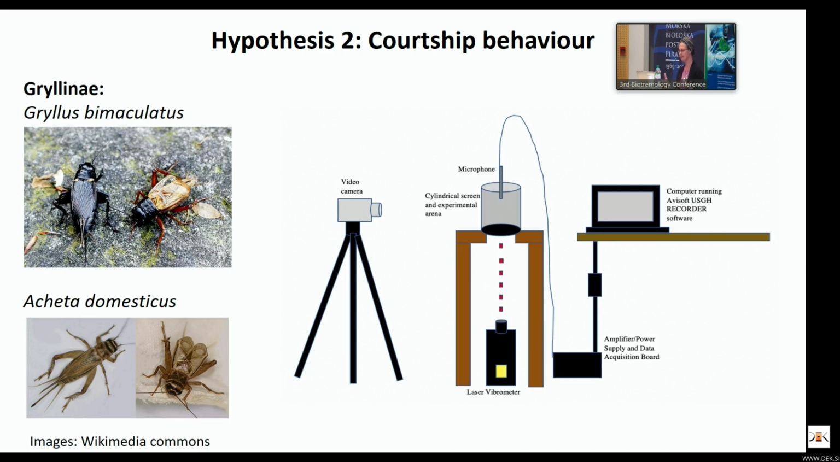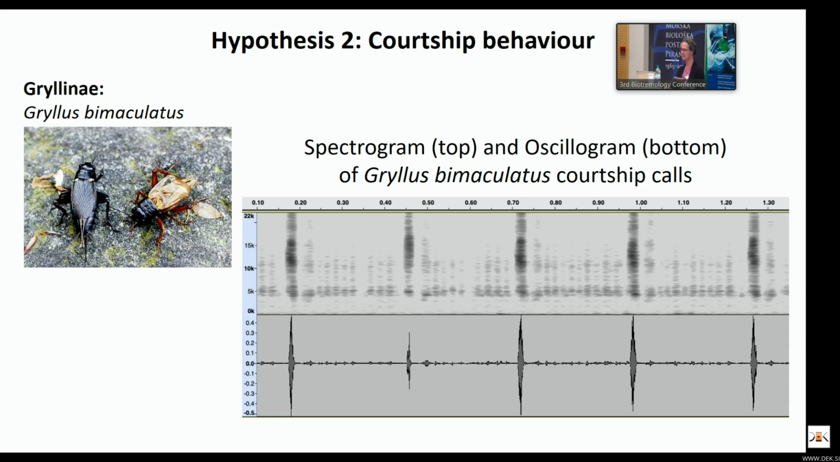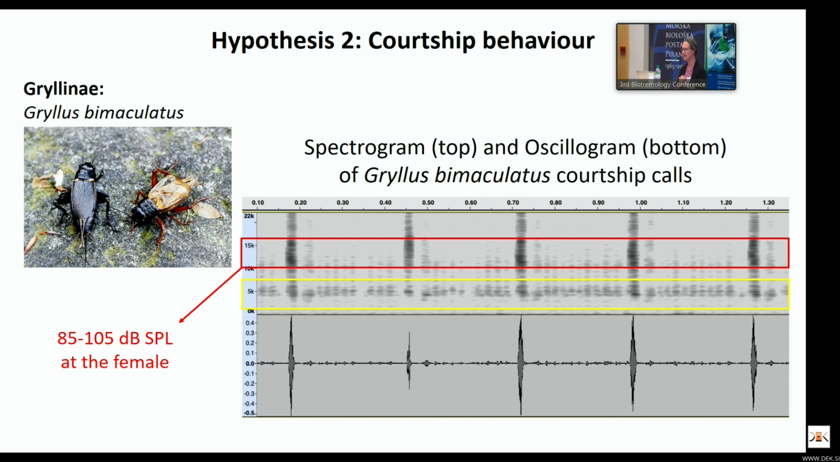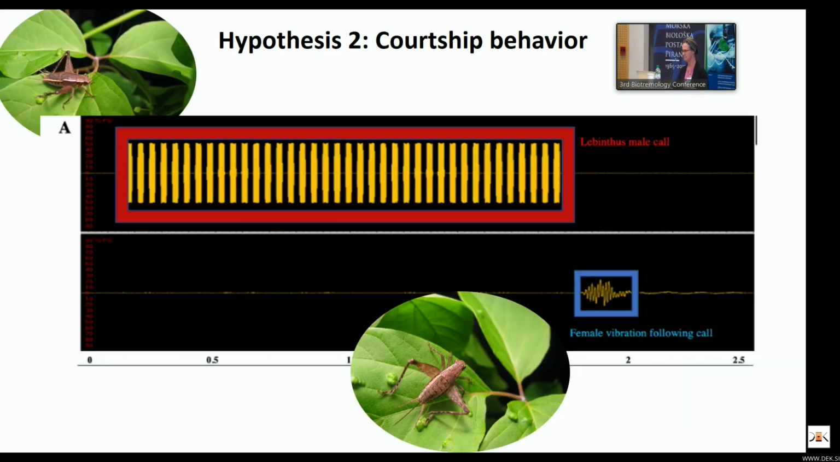We use an arena where we can visually see what they're doing, record the vibrations and the sound, and we just looked at 2 Gryllid species so far. And these are examples of courtship song. At the top we have the spectrogram, at the bottom is the oscillogram. In the spectrogram, you can see that the male is producing quiet song at these low frequencies, around 5 kilohertz, but it's throwing in these loud, high frequency sounds as well. And these are actually very loud, so 85 to 105 dB at the female.